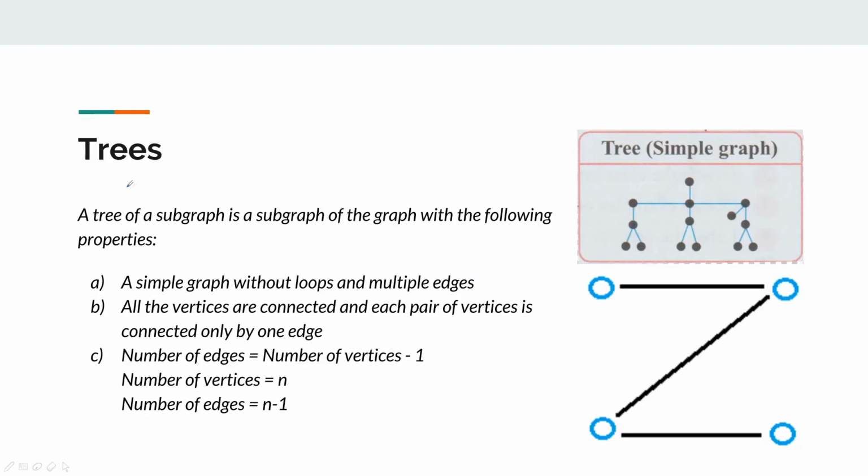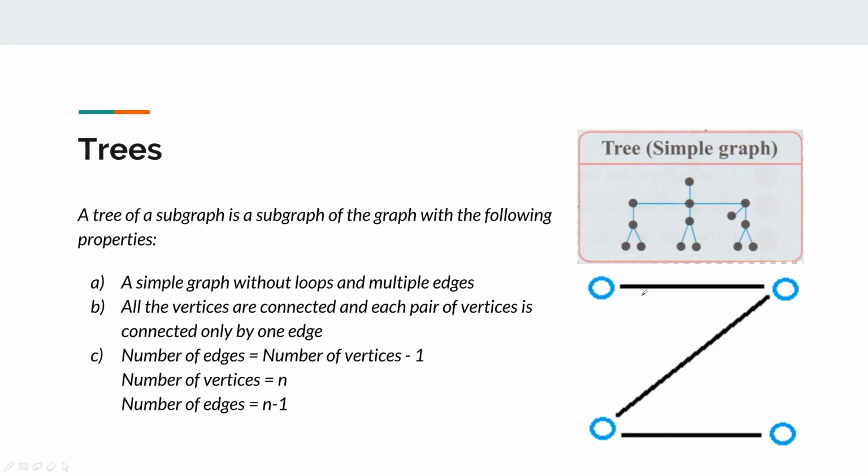Okay, so now we'll be talking about trees. A tree of a subgraph is a subgraph of the graph with the following properties. A, a simple graph without loops and multiple edges. B, all the vertices are connected and each pair of vertices is connected only by one edge. And C, the number of edges is equivalent to the number of vertices minus 1. Let's say the number of vertices is n, so the number of edges would be n minus 1. Okay, here are two examples of trees.